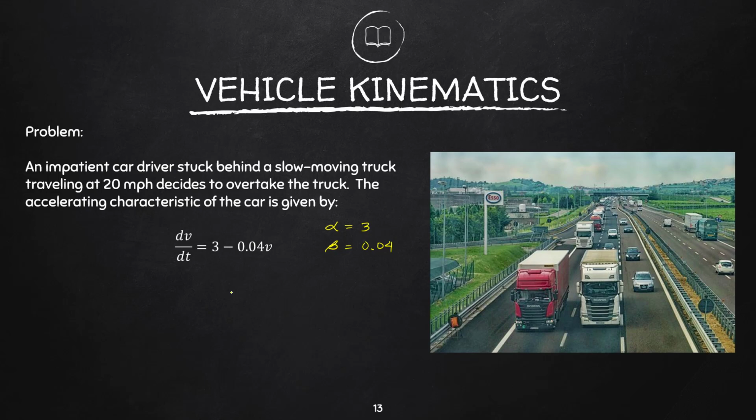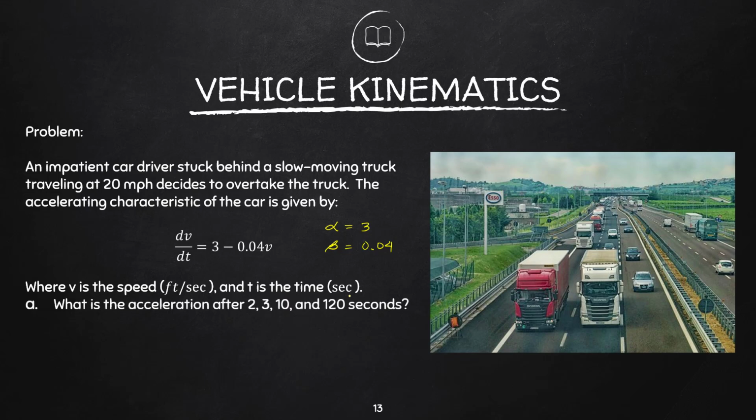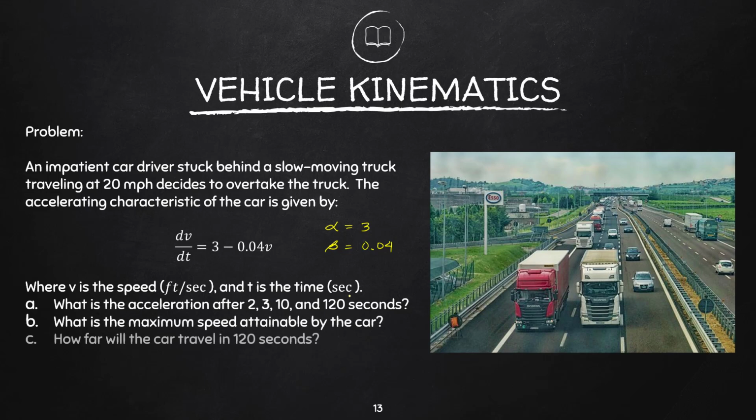So there we have the accelerating characteristics of the car, and v is the speed in feet per second for this formula given, and t is the time in seconds. So we are asked, what is the acceleration after 2, 3, 10, and 120 seconds? We are also asked, what is the maximum speed attainable by the car? And also, how far will the car travel in 120 seconds?